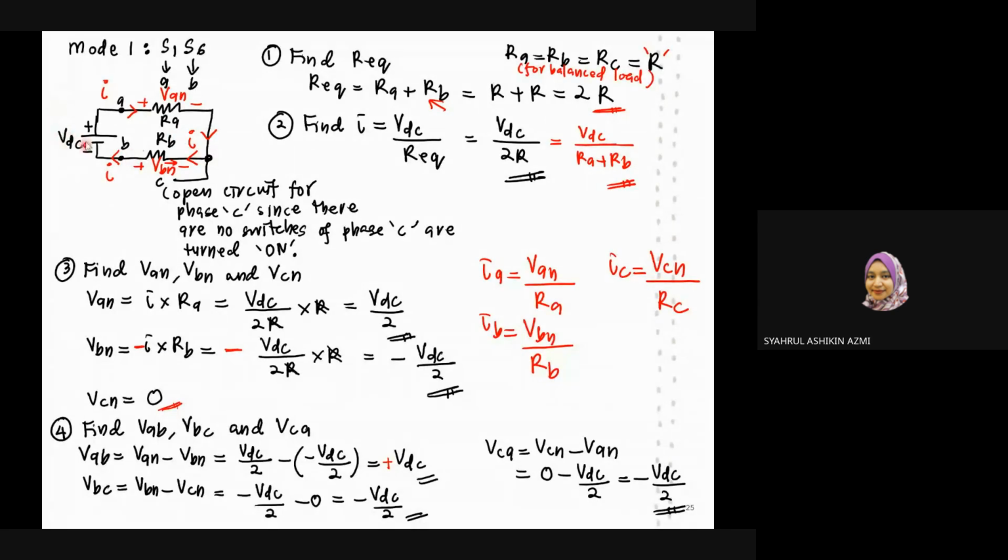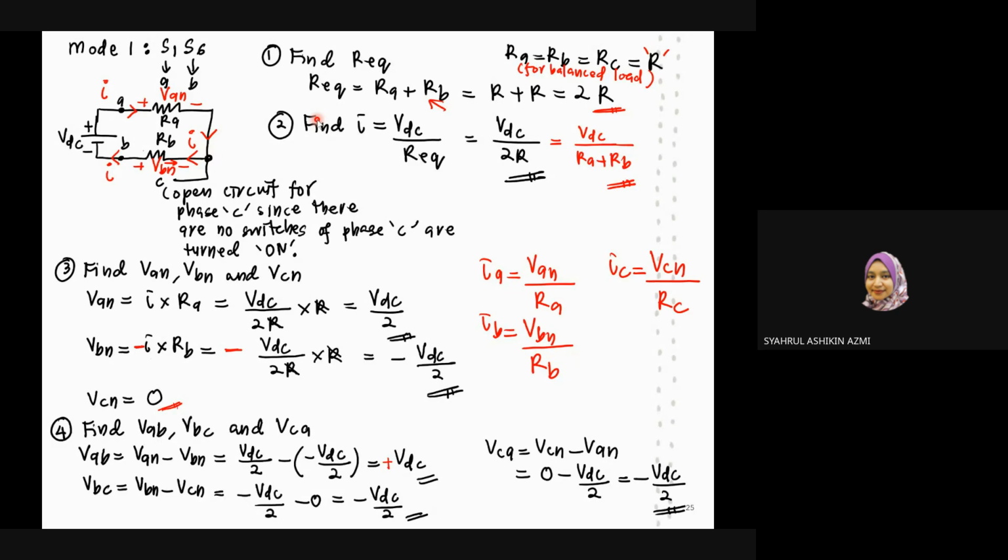So you have your DC link voltage. The upper switch, remember, will be connected to the positive link of your DC. In this case, it is S1, the switch in phase A, so the load will be RA. The bottom switch, S6, an even number, will be connected to the negative terminal of your DC link voltage, represented by RB. And RC will be open circuit since there are no switches turned on for this particular mode.